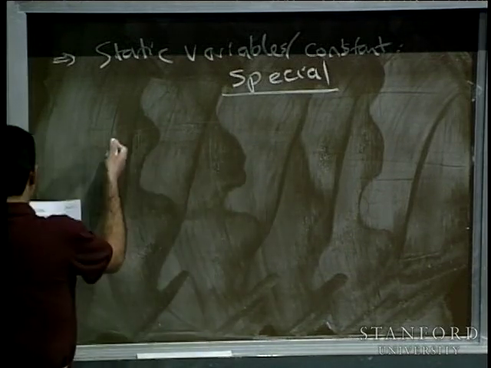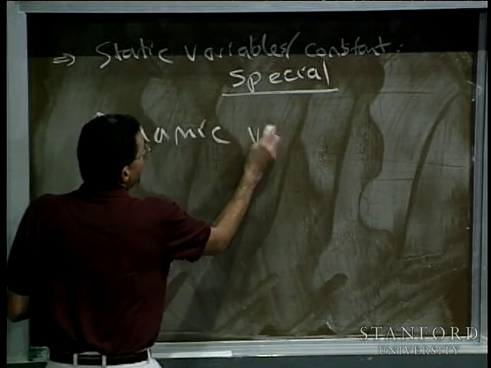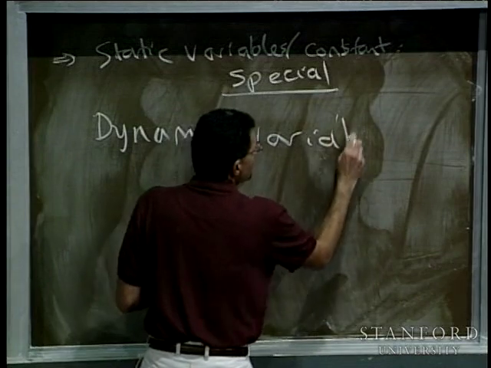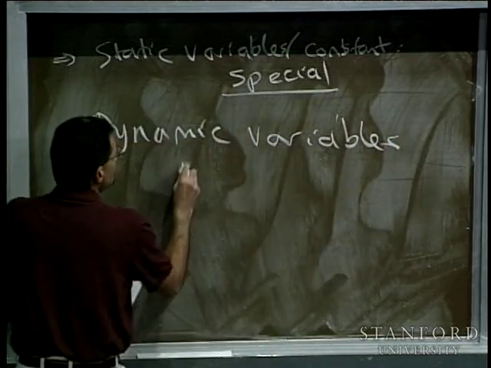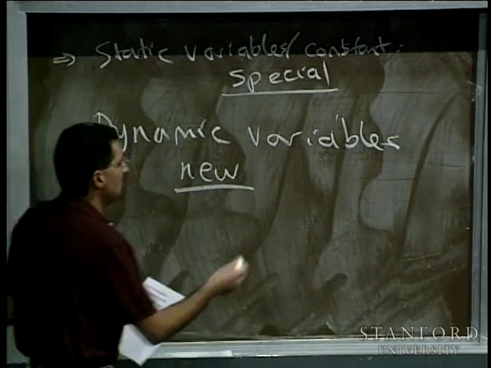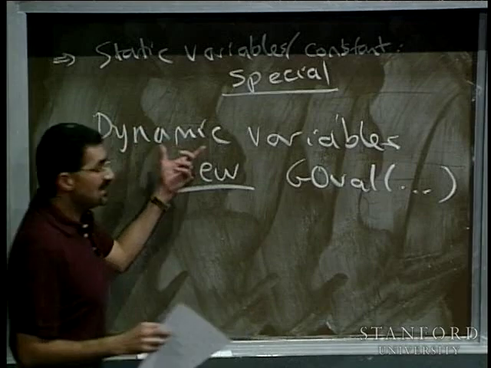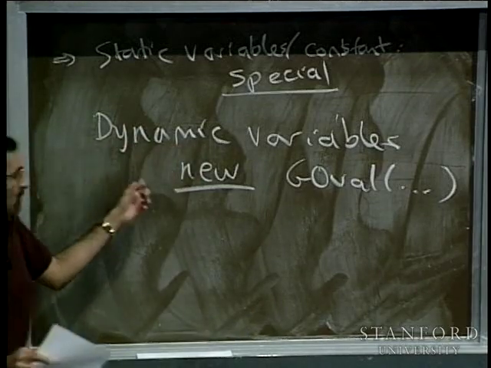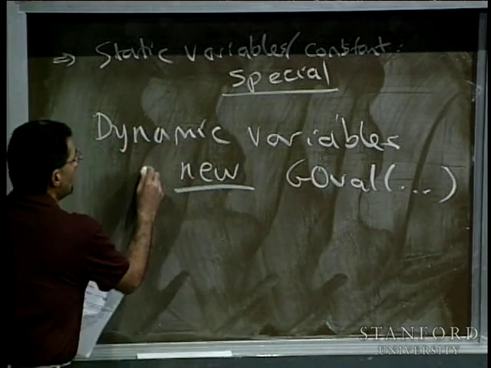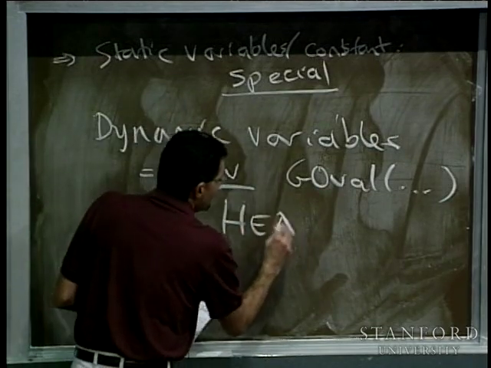Okay? So we can have dynamic variables. And what are dynamic variables? Dynamic variables are just any variable that you use new on. So when you say new some object, like you say new GOval, and you pass it some parameters, that's a dynamic variable. And the memory that comes from for a dynamic variable when you do this thing called new is something called the heap.